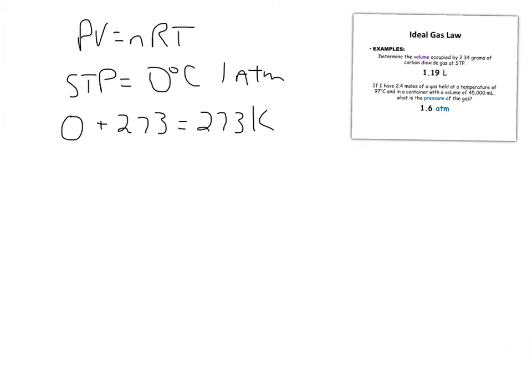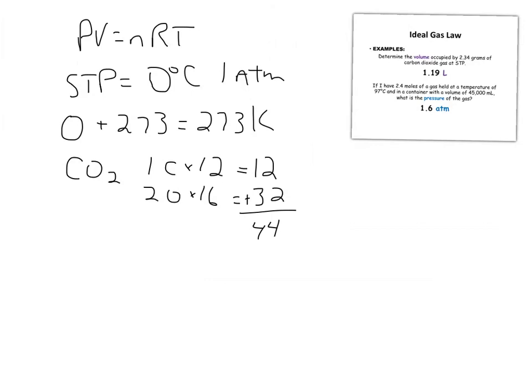N is the number of moles. Well, in this problem, you're given the number of grams. As I showed on the previous slides, in order to use N, it has to be moles, or grams over the molar mass. So we have to find the molar mass here of carbon dioxide. Carbon dioxide is CO2. There's 1 carbon times 12 is equal to 12. There's 2 oxygens times 16 for each oxygen. That's 32. So when we add this up, there's 44 grams per mole. Okay, so for every 1 mole of carbon dioxide, there's 44 grams. Now we have enough information to do this problem.